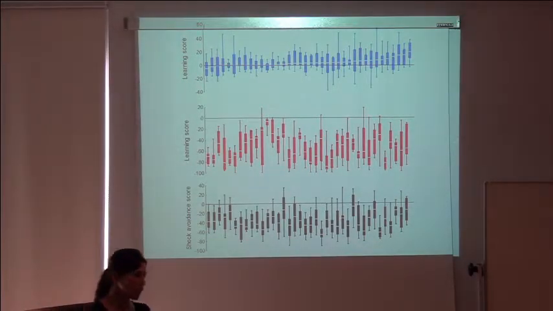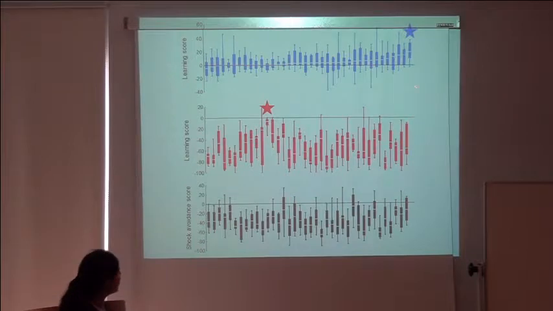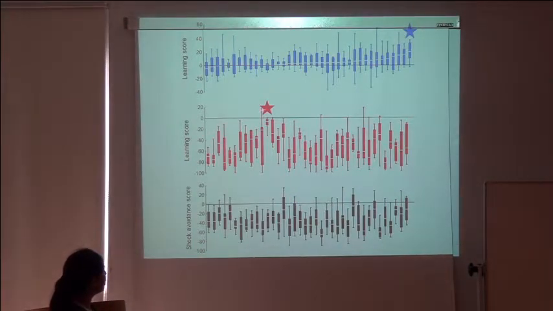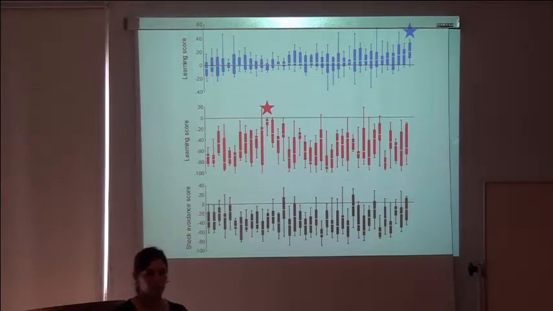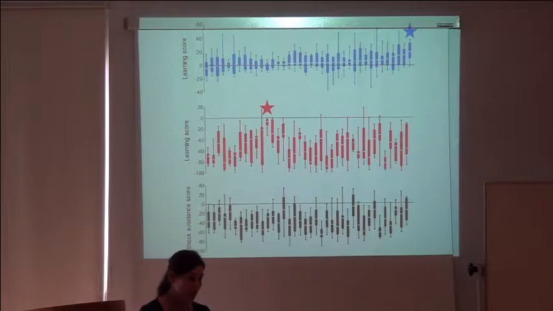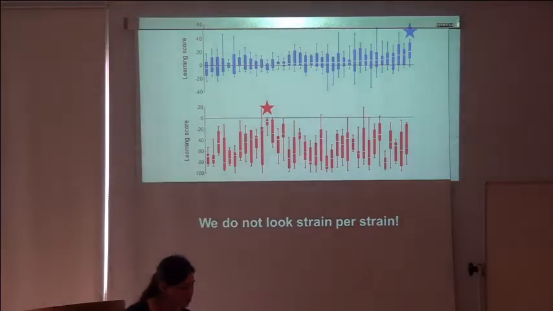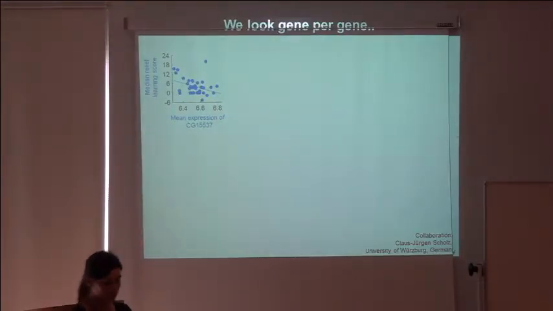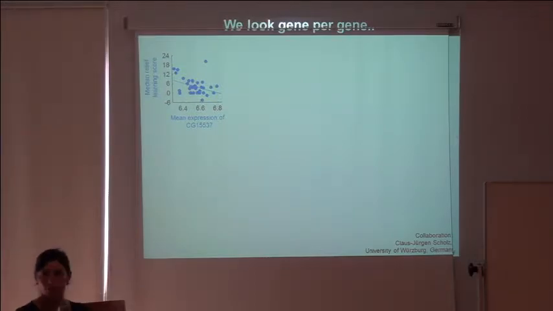But that's not really the way to look at it, because between these two cases there are hundreds, thousands of differences. All the genes are different, so there's no point looking two by two; we have to look gene by gene. So we have to use the full power of the 38 genes. And that's what we do.